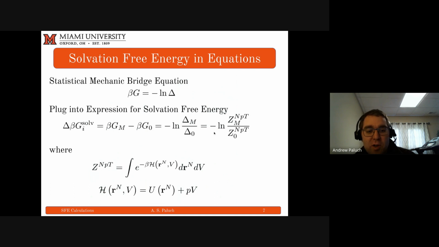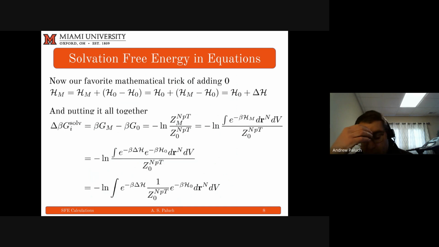In general, my configurational integral is the integral of the exponential of negative beta, where beta is 1 over kT, times my Hamiltonian, which is a function of the three-dimensional position of every molecule or every atom, and volume. So it is the integral over all of configurational and volume space, where my Hamiltonian is my potential, a function of position, plus PV for the case of an NPT ensemble. So, solvation free energy is a negative log ratio of configurational integrals. Now, how are we going to go about calculating these configurational integrals?